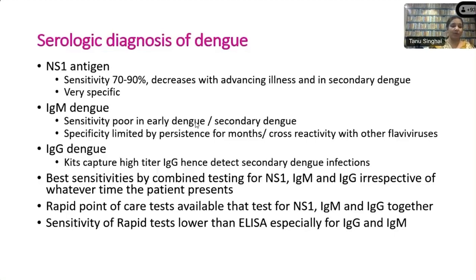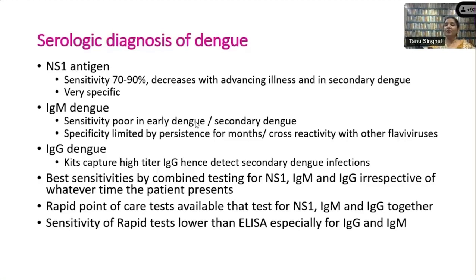IgG, as I said, is important, and the kits which are available for IgG actually capture the high titer IgG, and therefore they detect secondary dengue infections and not the primary dengue. So the best sensitivity is when you do all three tests: NS1, IgM, IgG, irrespective of whatever time the patient presents. And in that sense, we have a good test available, like the rapid point of care test, like Dengue Duo, where on a single immunochromatic capture test, you have NS1, IgM, and IgG together.